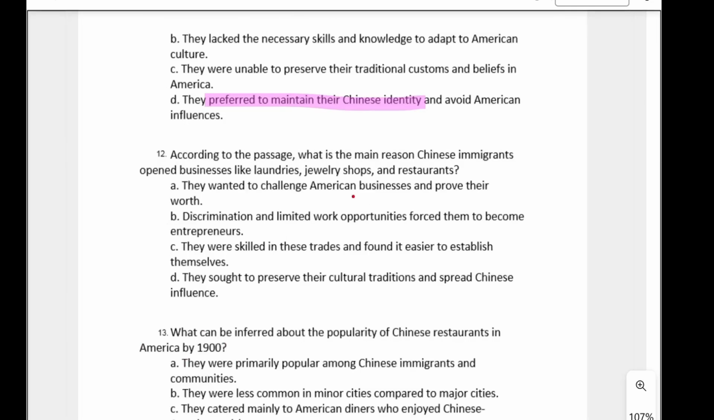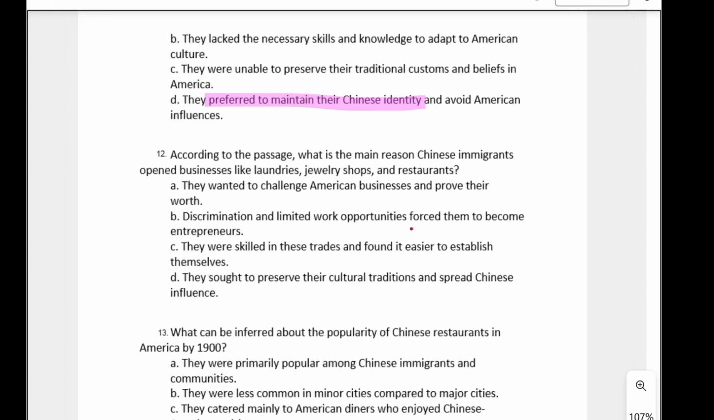For question number 12, according to the passage, what is the main reason Chinese immigrants opened businesses like laundries, jewelry shops, and restaurants? Let's revisit the text. First, let's have a quick read. One option says they wanted to challenge American businesses and prove their worth. If you read the text, you know that this is most likely not it.